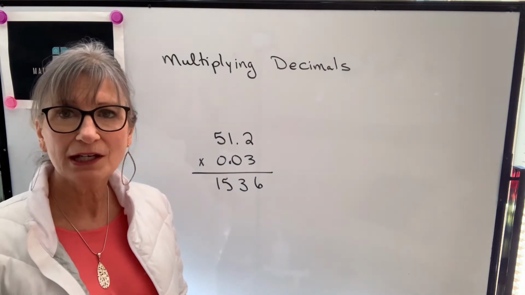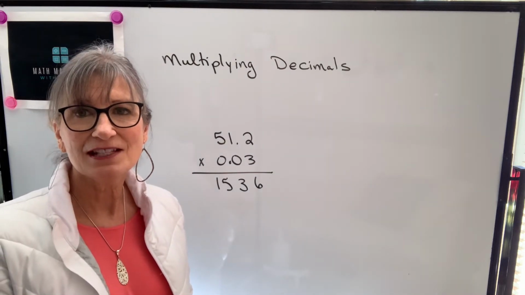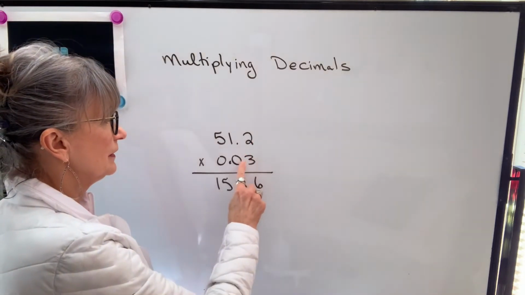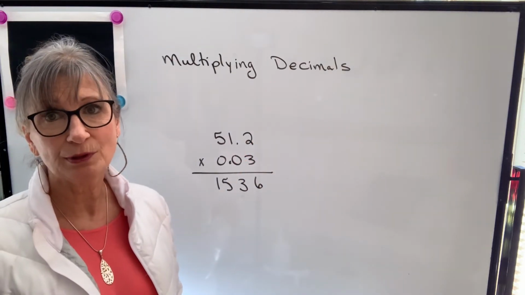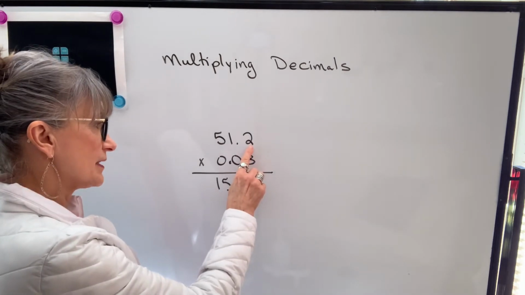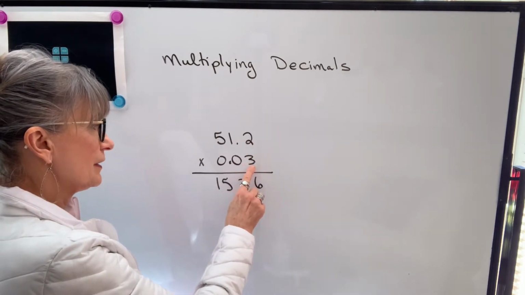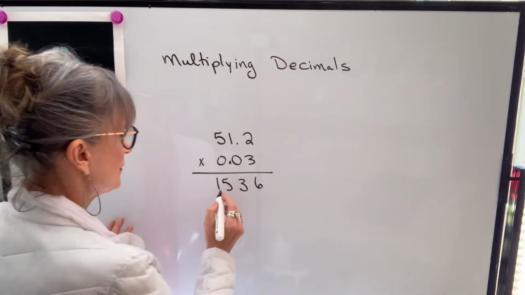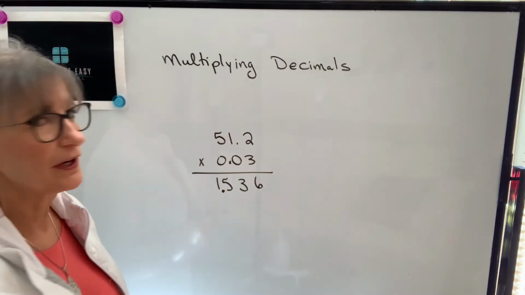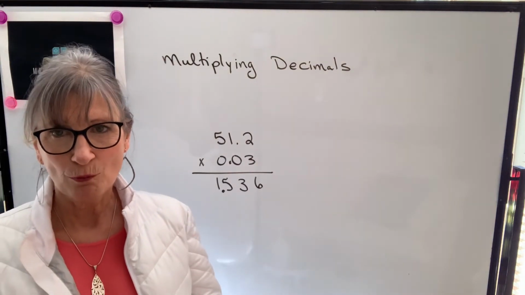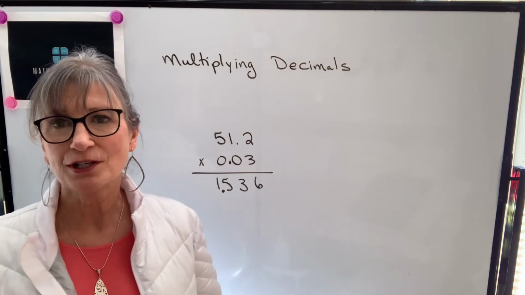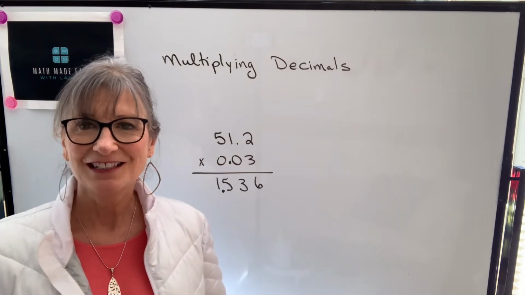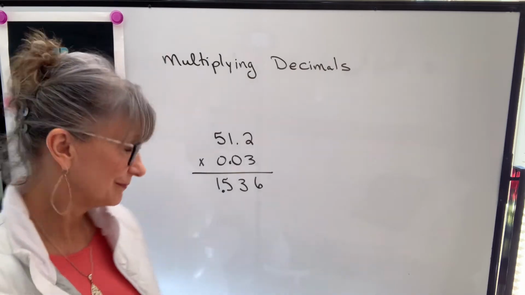However, when you're multiplying decimals, your answer will have the same number of digits past the decimal point as the total in the two numbers you're multiplying. So we have 1 digit past the decimal point here, 2 here. So that means we should have 1 plus 2. We should have 3 digits in our decimal point. So this answer will be 1.536. So multiply as normal and then figure out where your decimal point goes at the end. That's it. Let's take a look at a couple more examples.